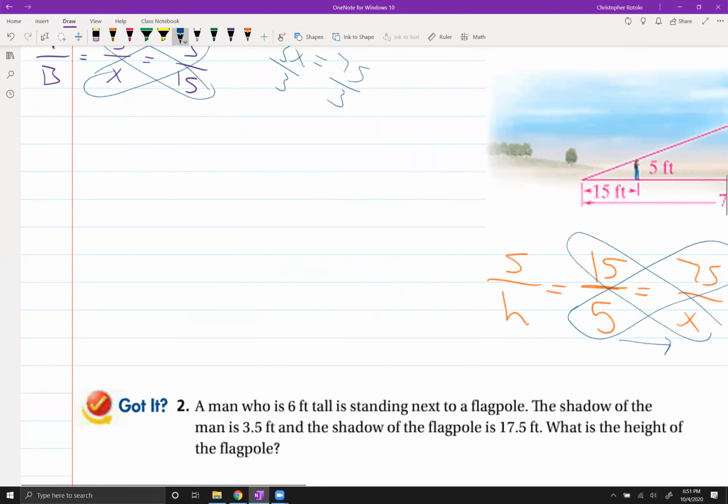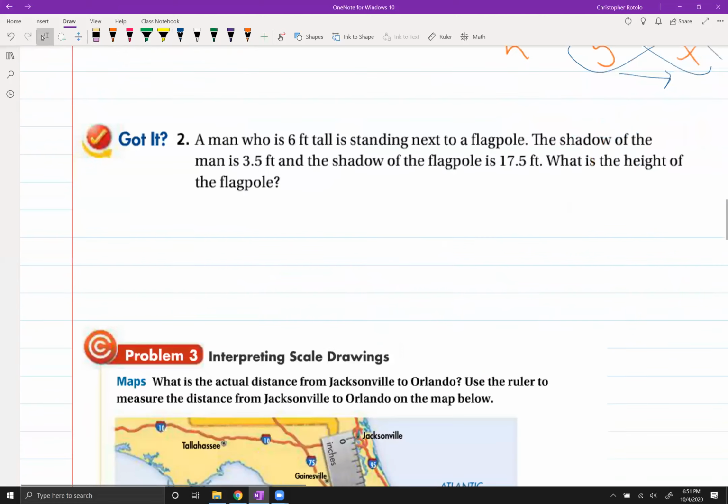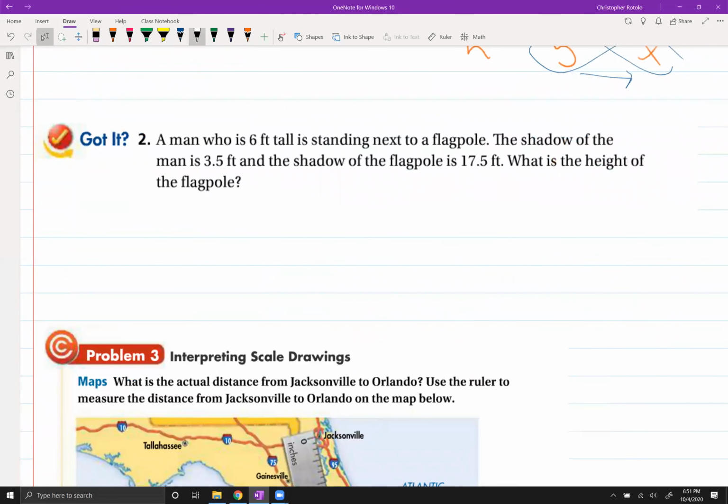All right, so I gave you some pictures. We had a chance to work through it. This time I'm going to take the picture away. So what should you do? You should draw the picture. We have a man who's 6 feet tall, standing next to a flagpole. The shadow of the man is 3.5 feet. The shadow of the flagpole is 17.5 feet, and we want to know how tall it is.